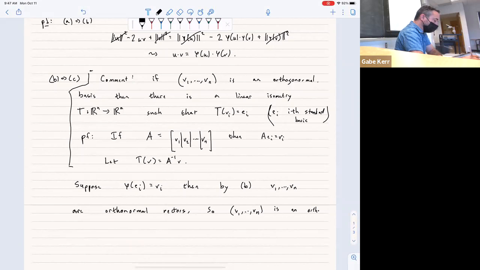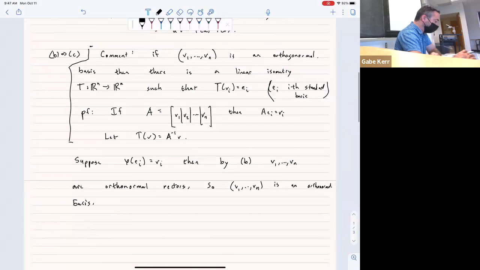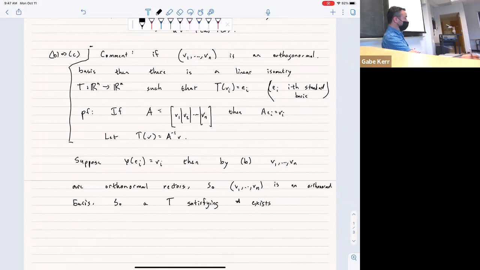Orthonormal basis. Okay. So a T from the common exists. This is a linear isometry. It's linear. Multiplication by a matrix.